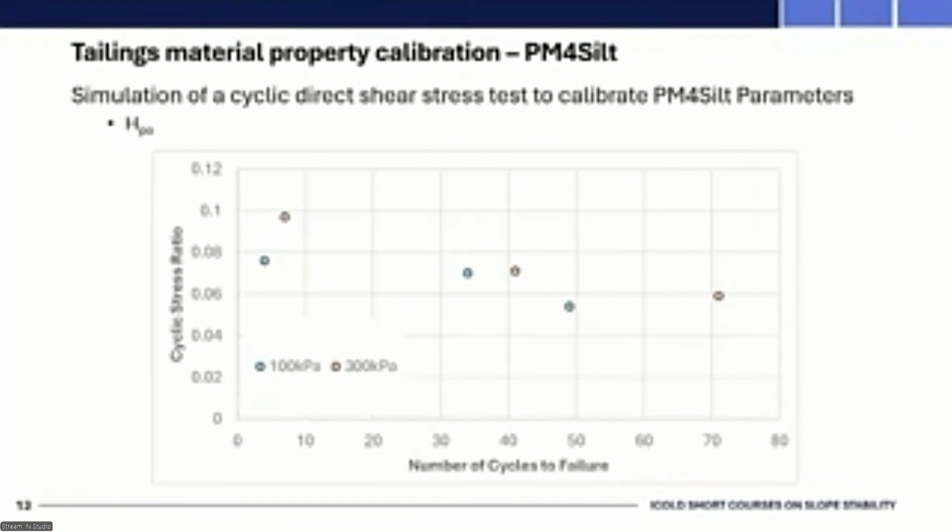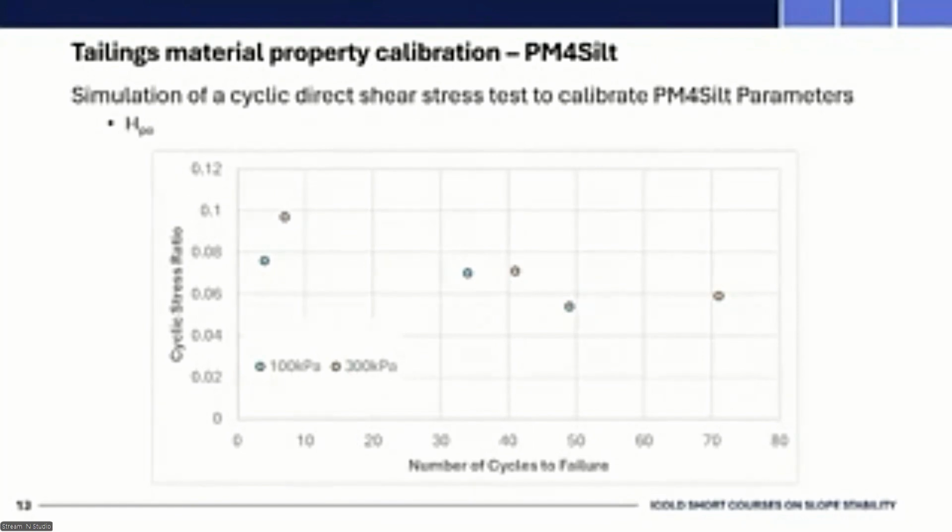This plot shows test data, and on the y-axis we have the cyclic stress ratio, which is the ratio of shear stress applied to the sample divided by the normal stress. And then on the x-axis we've got the number of cycles to failure. So you can see this sort of downward trend where as the cyclic stress ratio is reduced, the number of cycles to failure increases, so the load is less aggressive, and that sample can endure more cycles.